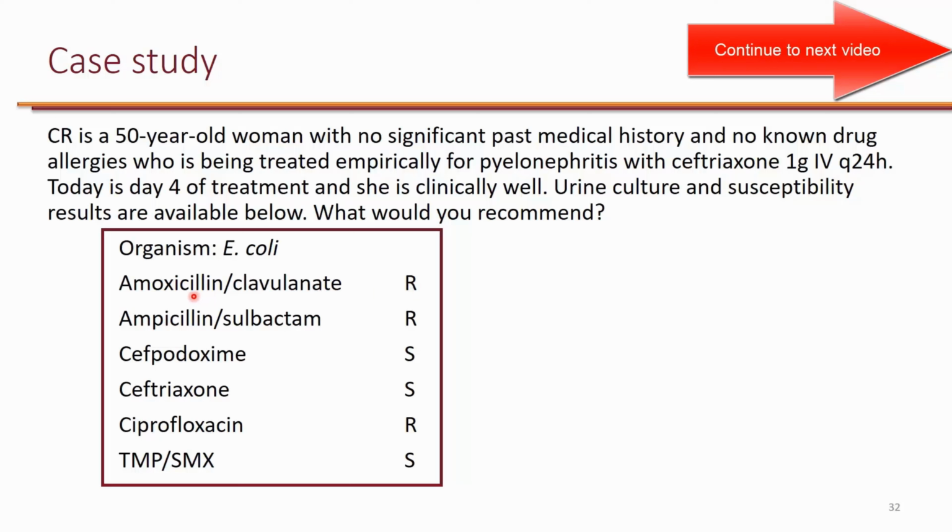So basically, R means resistant. Amoxicillin clavulanic acid is resistant, ampicillin sulbactam is resistant. Cefpodoxime is susceptible. Ceftriaxone is susceptible. Ciprofloxacin is resistant, and trimsulfa is susceptible. So what would you use? So far it's been ceftriaxone. Ceftriaxone is IV, and at some point, if the patient is ready to go home, we can change this to PO. Ceftriaxone is only available as IV.